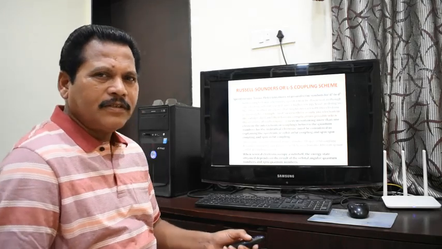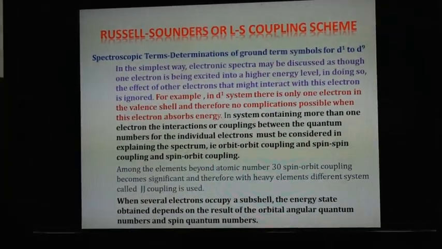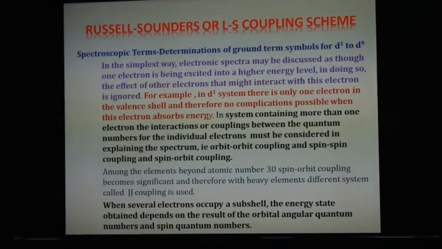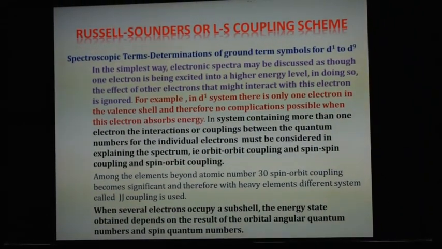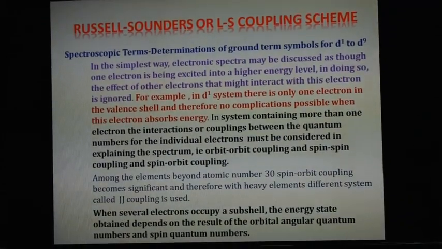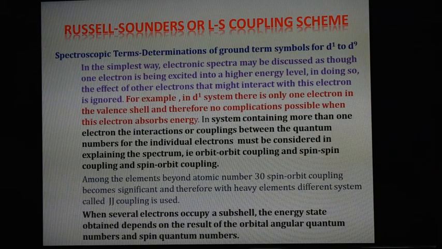So in the next slide, here are some important features, and if these features are known to us, then it is possible to find out the ground state terms. As we know, different types of transitions take place, from the ground state to the excited state. This is possible, but if the system has more than one electron, then there is a need to discuss the interaction between the electrons.